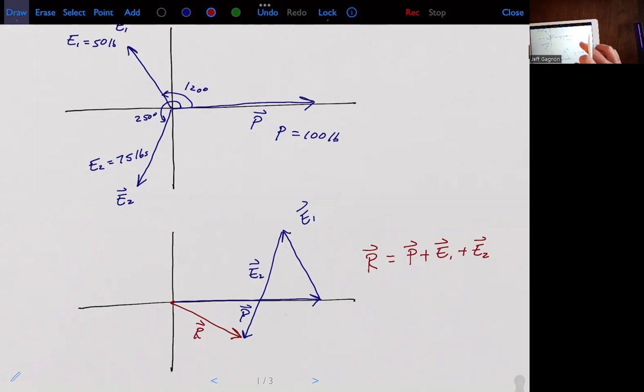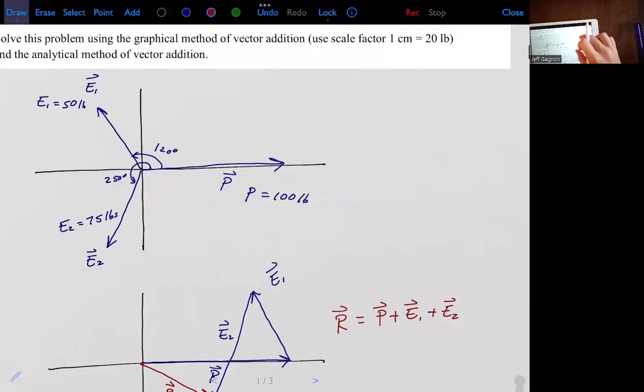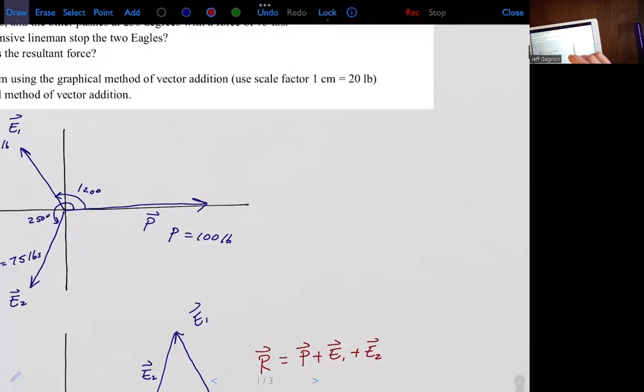Okay, so first thing we should do actually is choose some conversion factor. Oh, it looks like we already have, it's going to be 1 centimeter is 20 pounds. I already have that written here. So let's convert all these forces into centimeters. So I'll start with magnitude of P, which is 100 pounds. I want to multiply by 1 centimeter over 20 pounds. So that'll be what, 5 centimeters.